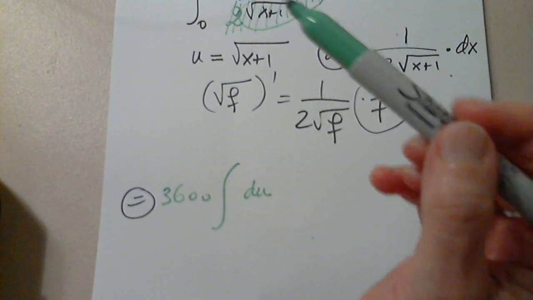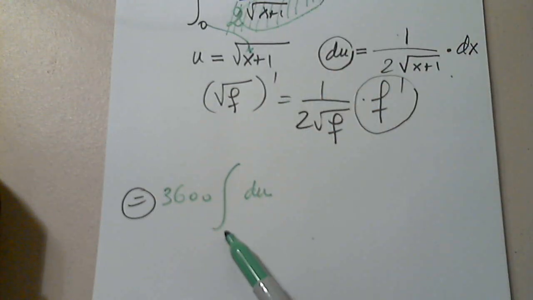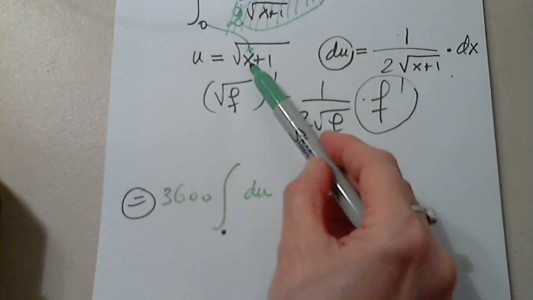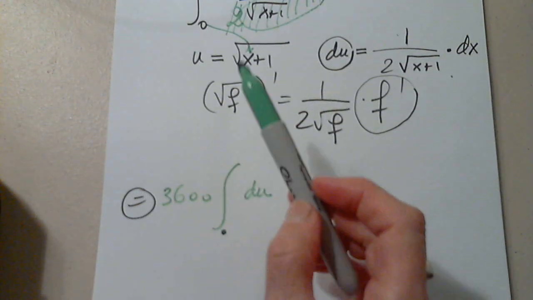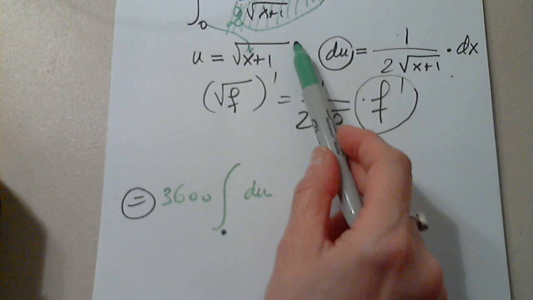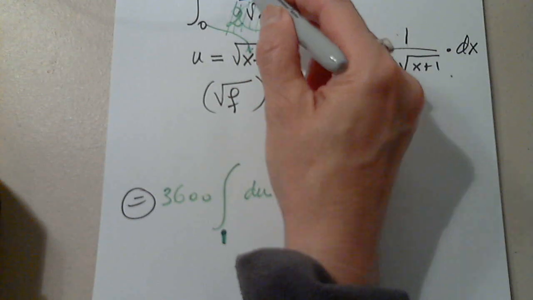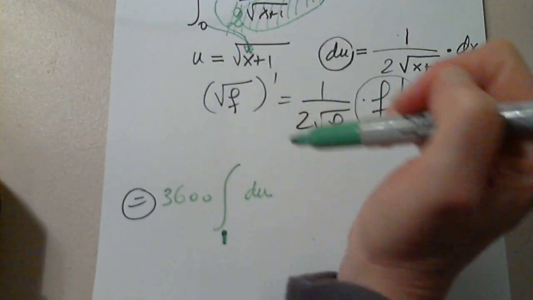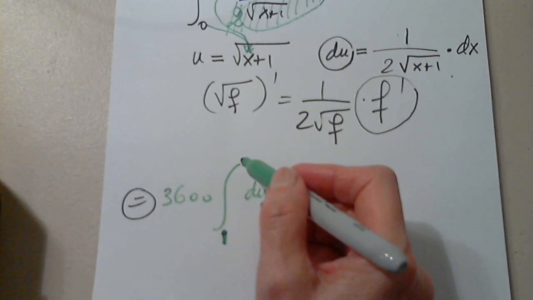Not so fast. When x is 0, what will be the lower limit for u? 0 plus 1 is 1. The square root of 1 is 1. Perfect. Now when x is 899, the upper limit for u is 30. Very good.